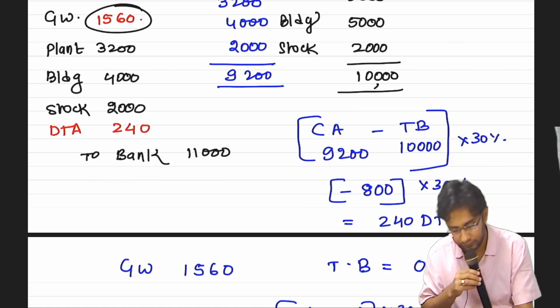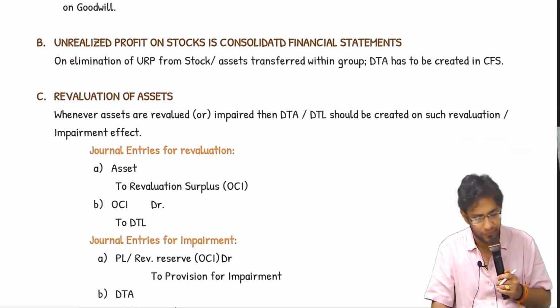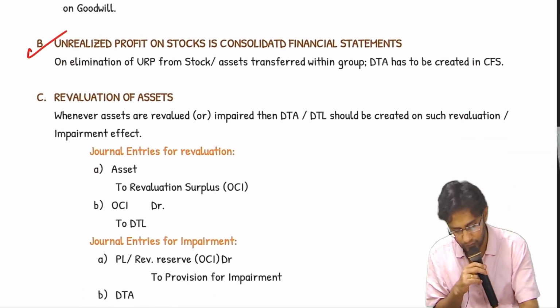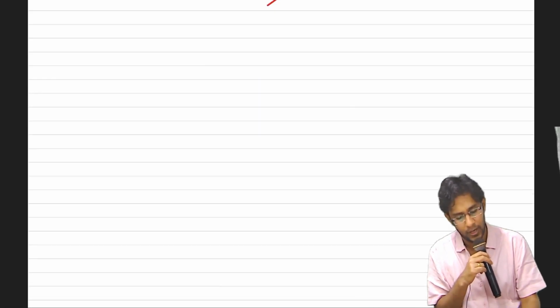Important question. This is about business combination. Consolidation related unrealized profit is there, that we will talk about when we do the consolidation chapter. Now coming to the revaluation point. This is also an interesting point.